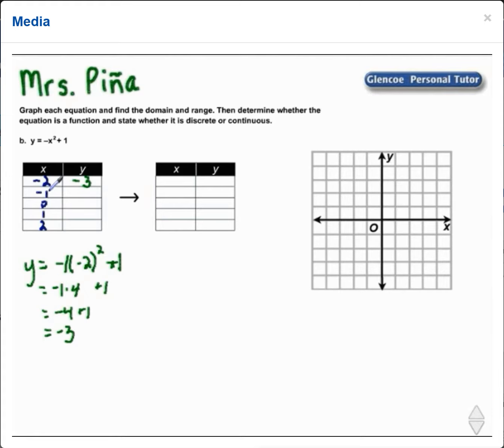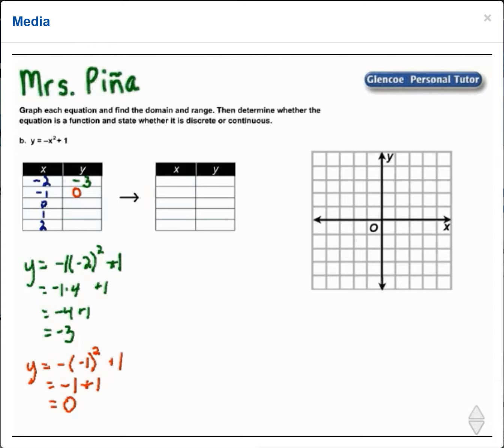The second value I'm going to put in is negative 1. Y equals, recopy the negative sign from the problem, put your negative 1 in parentheses and square it, plus 1. Negative 1 times negative 1 is positive 1. The opposite of that is negative 1. Plus 1. Negative 1 plus 1 is 0. So if I put negative 1 in for x, I get 0 for y.